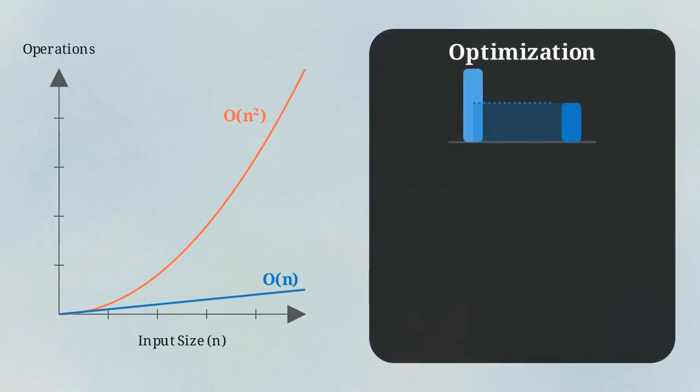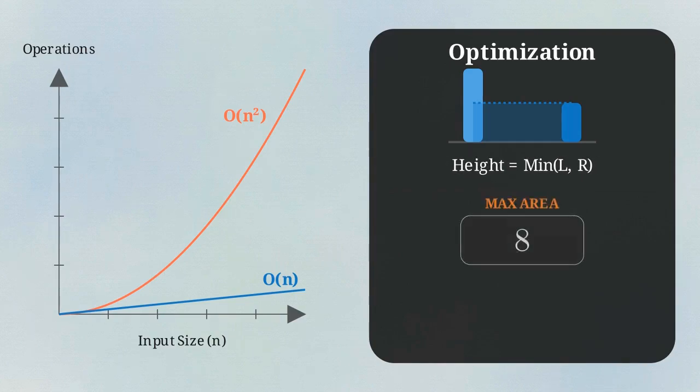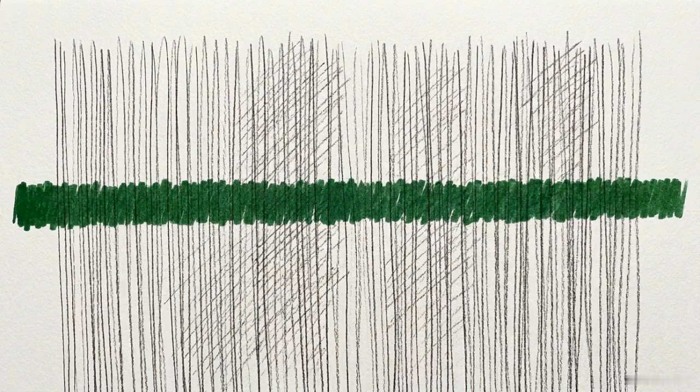To solve this effectively, follow 3 rules. First, always calculate the area based on the shorter height. Second, continually update the maximum area found so far. And third, always move the pointer attached to the smaller line inward. By proving the taller line is mathematically irrelevant to area growth, we eliminated 10 billion wasted operations, solving the problem in a single sweep.